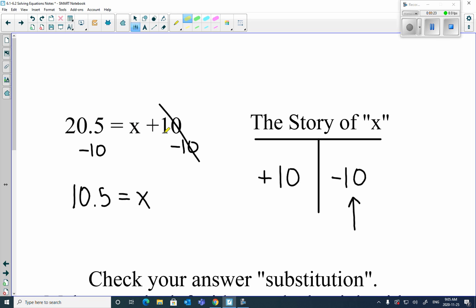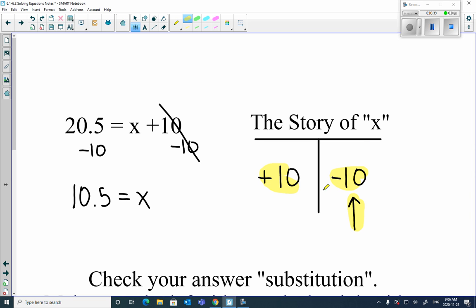So here, we look at x. We put our little story of x down here. X is not by itself. What's attached to it? Well, it's x plus 10. So we write down plus 10. Well, what's the opposite of adding 10? Subtracting 10. And that's where we're going to start right there. We're going to take and subtract 10 from both sides.